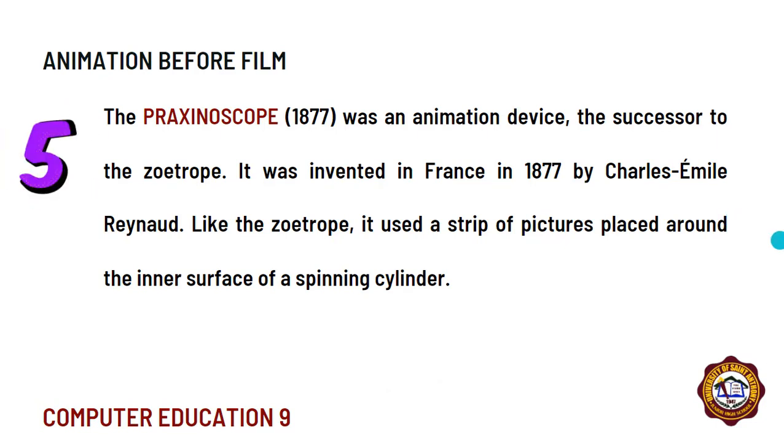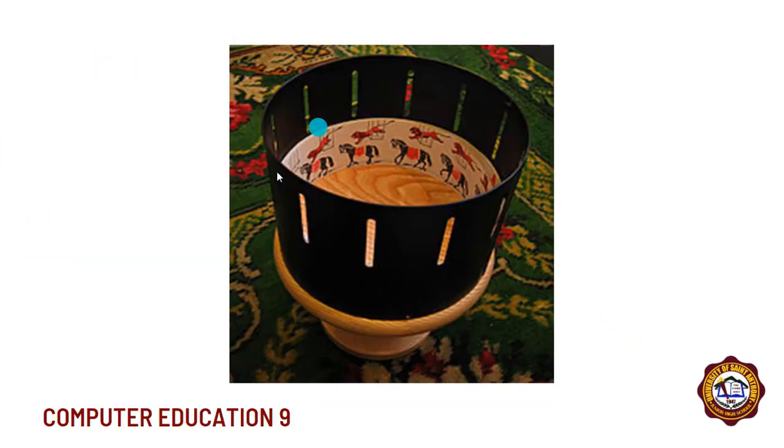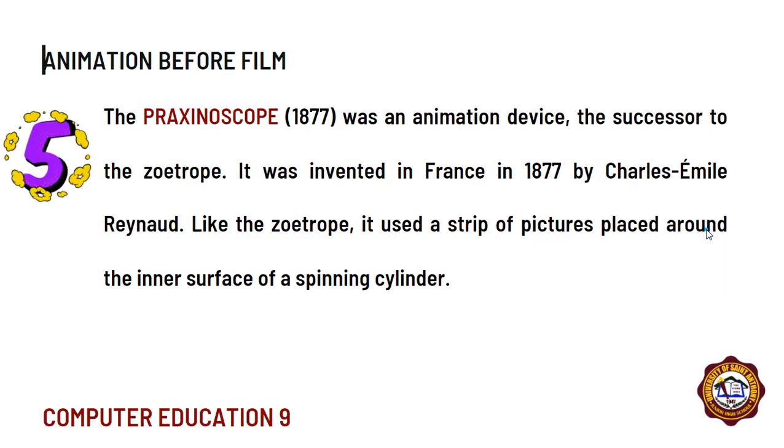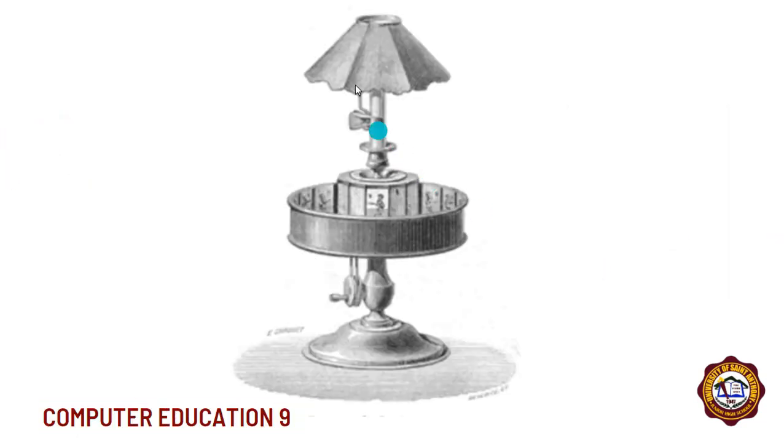And it was 1877. Ito naman was an animation device that was the successor to the zoetrope. And it was invented in France in 1877 by Charles Emile Reynaud. Like the zoetrope, it used a strip of pictures placed around the inner surface of a spinning cylinder. So, ito naman, para siyang katulad ng zoetrope. No? Pero ang naiba kasi sa praxinoscope, ito siya, ganito siya.